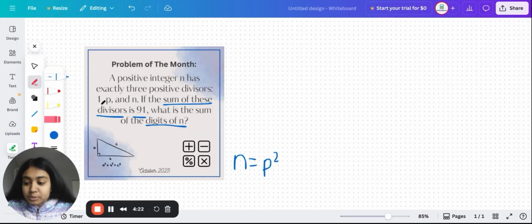Why this is true is because we can clearly see that the divisors are multiplying by a positive factor of p, because 1 times p gives us the value of p, and then p times p would give us p squared. So we have our three positive divisors here.